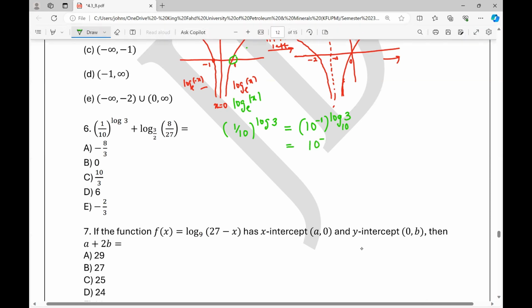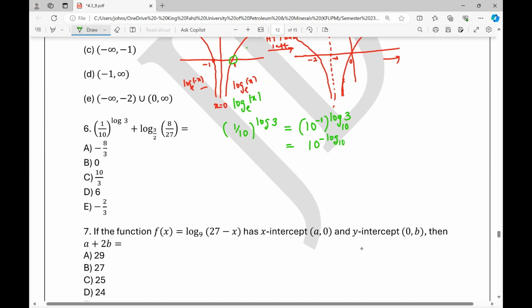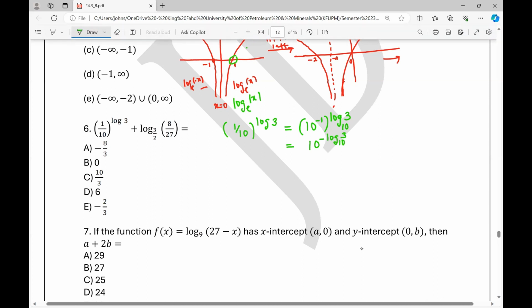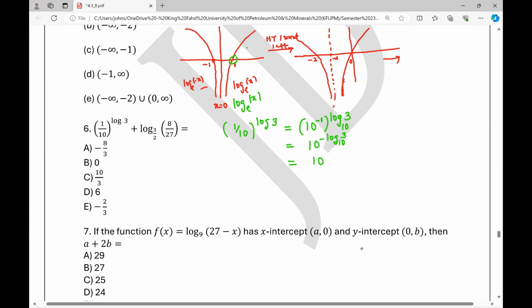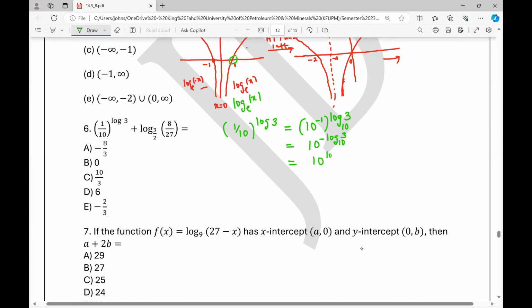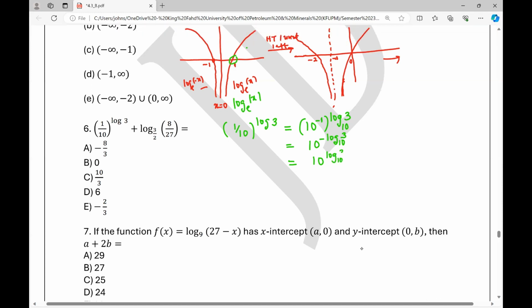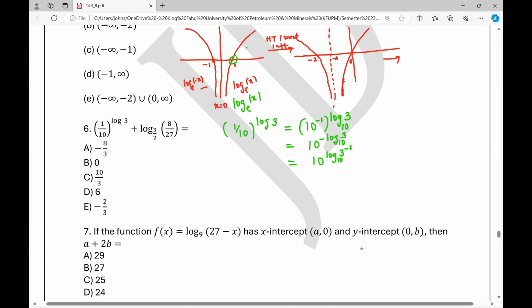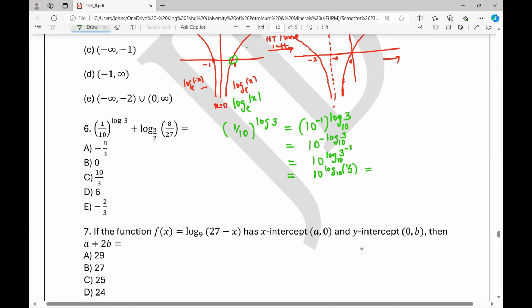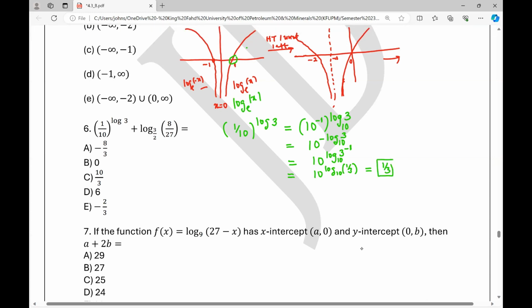I can write this as 10 to the power minus log to base 10 of 3, which I can write as 10 to the power log to base 10 of 3 to the power -1. This -1 can go up. Is that okay? Then this is nothing but 10 to the power log base 10 of 1/3. And as we know from one of the properties, this will just become 1/3. All right.